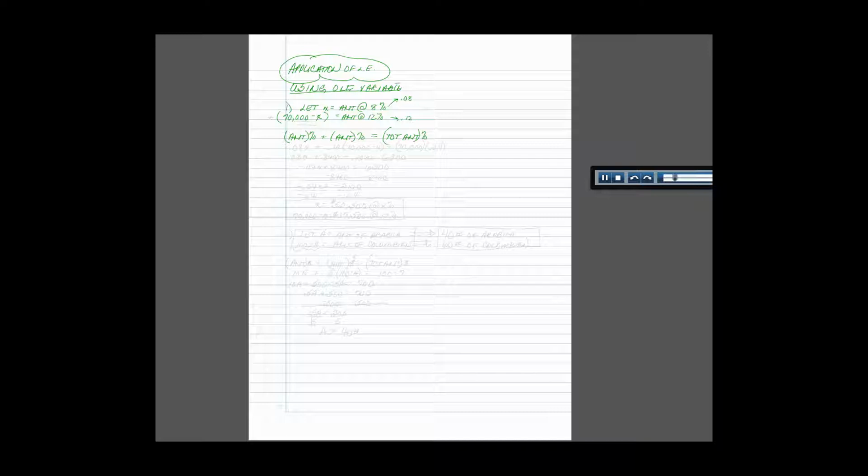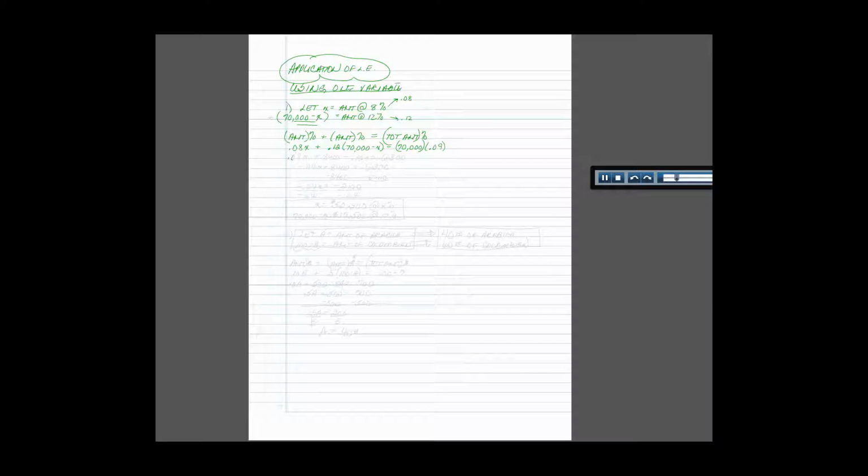So the amount we have at 8% would be represented by 0.08, that's the percent, times its amount, x, plus 0.12, that's the percent, times its amount, which is right here, 70,000 minus x, equals the total amount, which we know is 70,000, and its percent that she wants to end up with is 0.09. So we've got amount times percent plus amount times percent equals total amount times its percent. I just wrote these in a different order so it was more standard.